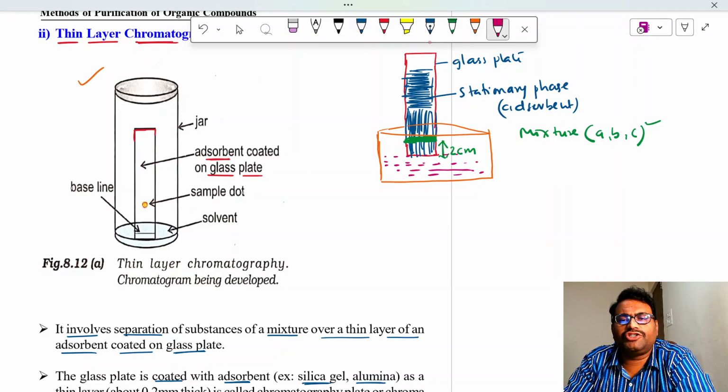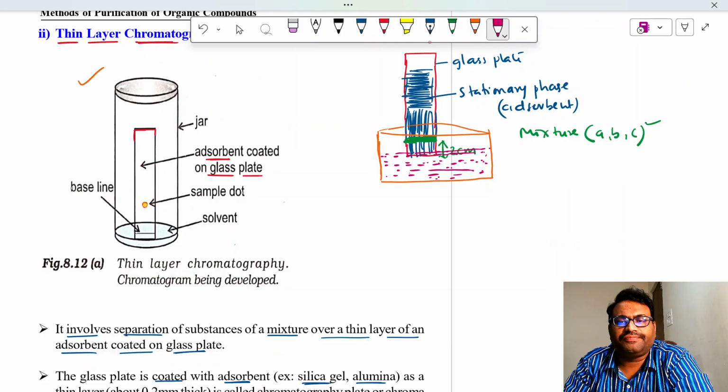The solvent should not touch the mixture containing components. The solvent should touch the stationary phase, but the solvent should not touch this mixture. So what is this solvent? Solvent is also called eluent. We have already studied, right?